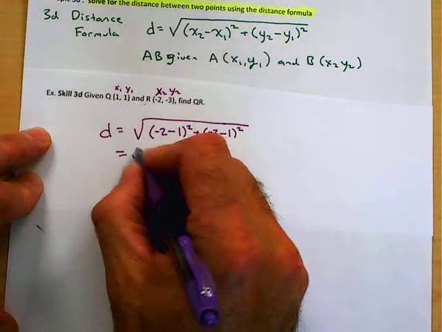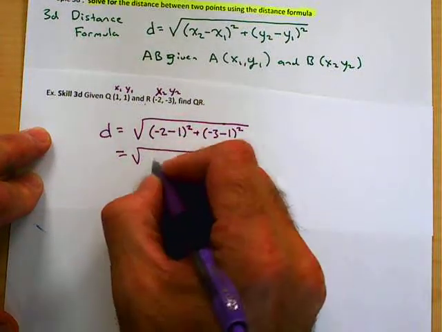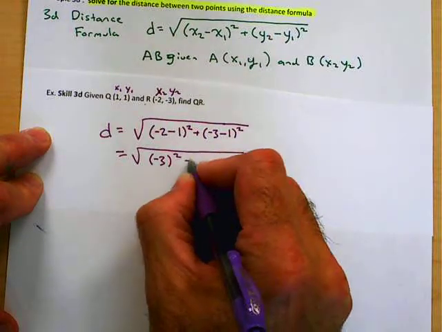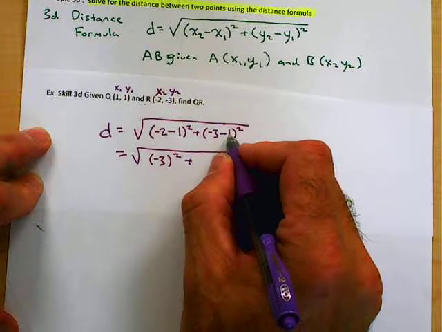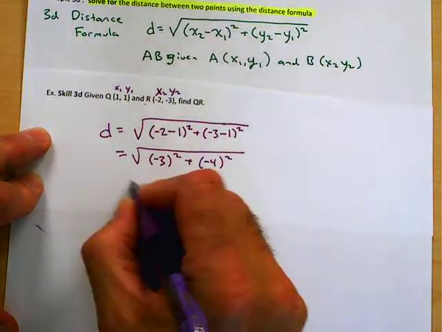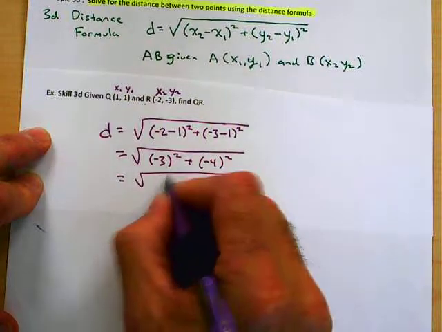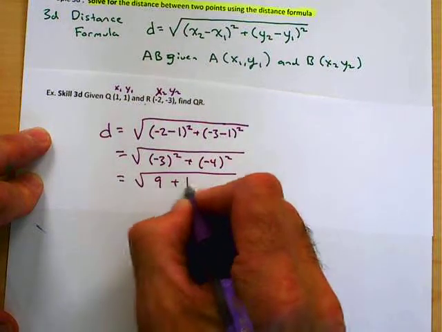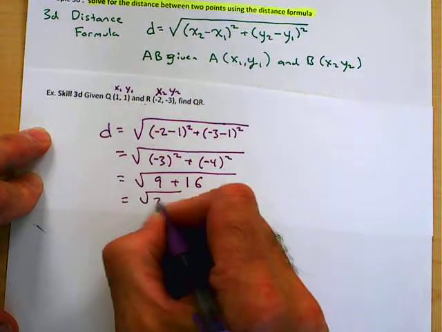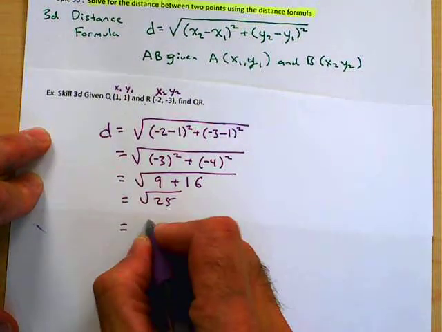So we have the square root of negative 2 minus 1, which is negative 3. We're going to square it. And then negative 3 minus 1 is negative 4. We're going to square it. So that equals the square root of 9 plus 16, which is the square root of 25, which we all hopefully know as 5.